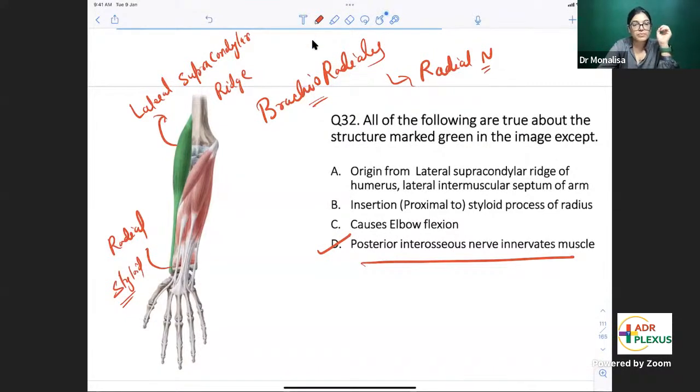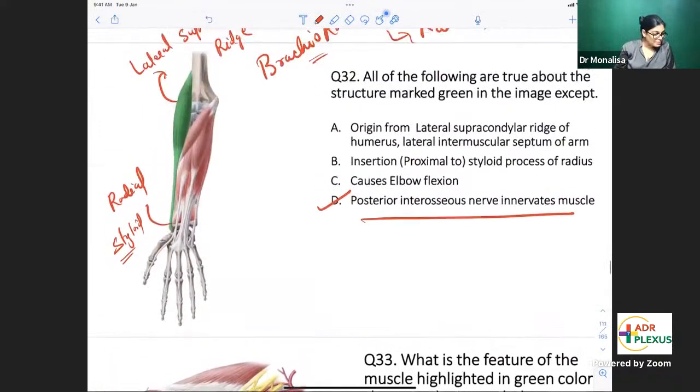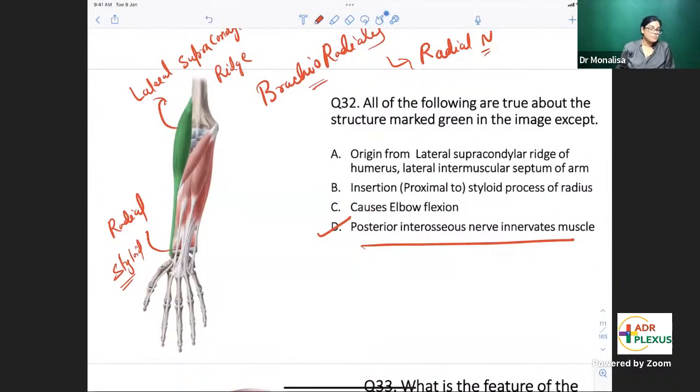Brachioradialis, no, musculocutaneous and radial, that is the innervation of brachialis muscle, dear. When I am talking about brachioradialis, this is just the radial nerve, directly from the radial nerve. So causing elbow flexion is definitely correct. Insertion on the styloid process and originating from the supracondylar ridge is definitely correct. The posterior interosseous nerve is the deep branch of the radial nerve, and it is not getting innervation from it. Hybrid muscle, that is brachialis muscle. That is the muscle of the arm.